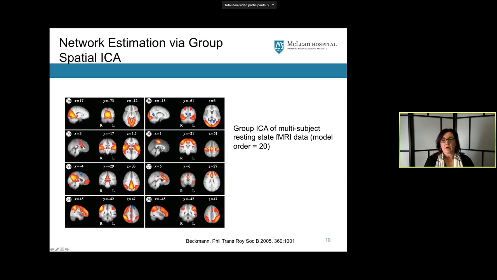A large repertoire of resting state networks have been identified very consistently in lots of different papers on functional connectivity. And these resting state networks encompass many different functional domains, including visual, auditory, motor, and neurocognitive domains. And again, this is at lower model orders.